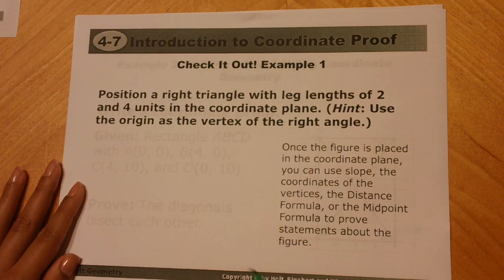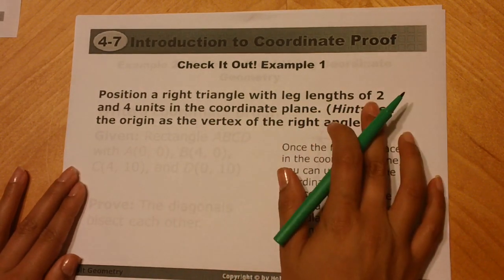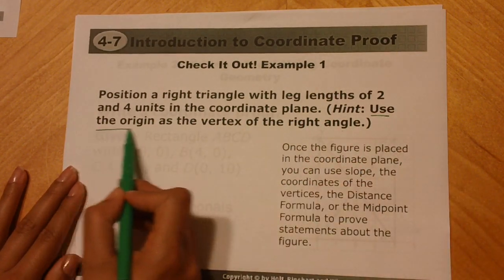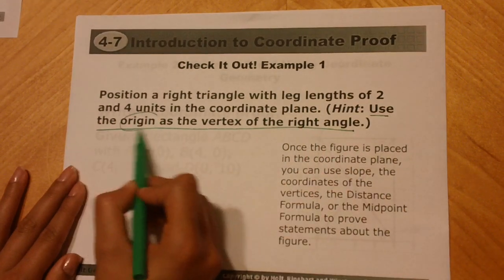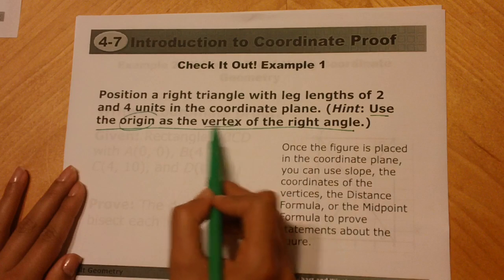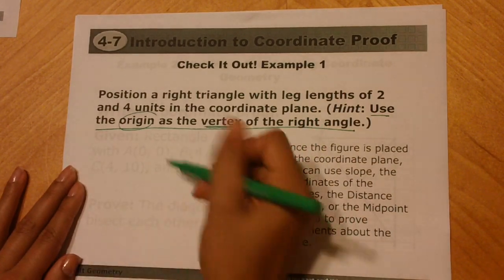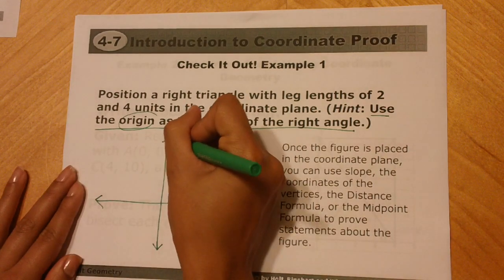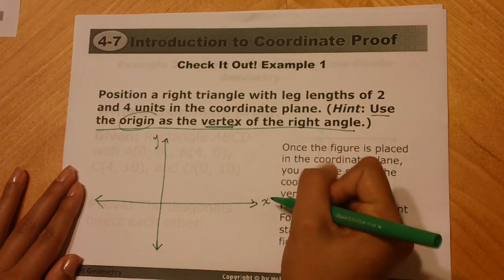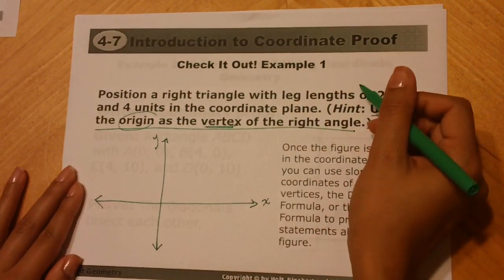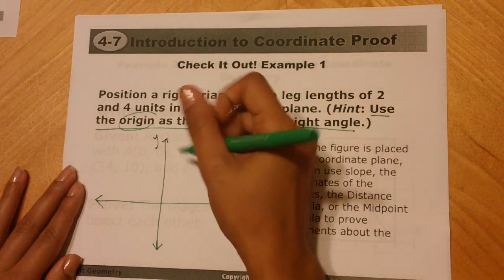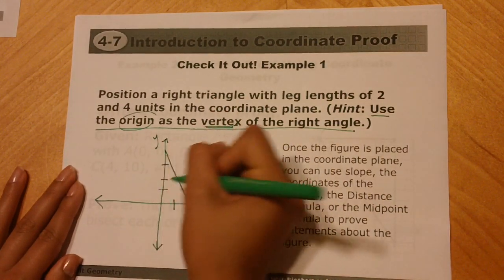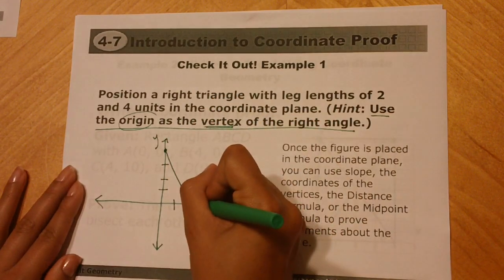Here's your first task. You need to position a right triangle with a leg length of 2 and 4 units in the coordinate plane. And then here's your hint. Use the origin as the vertex of the right triangle. So the origin is the center of your coordinate plane, and we're going to use that for our vertex of the right triangle. So here's my coordinate plane. Your vertical axis is your y-axis, your horizontal axis is your x. I'm going to draw in my right triangle with a side length of 2 and 4 units. And obviously I don't have a real grid here, so my lines may or may not be very accurate.